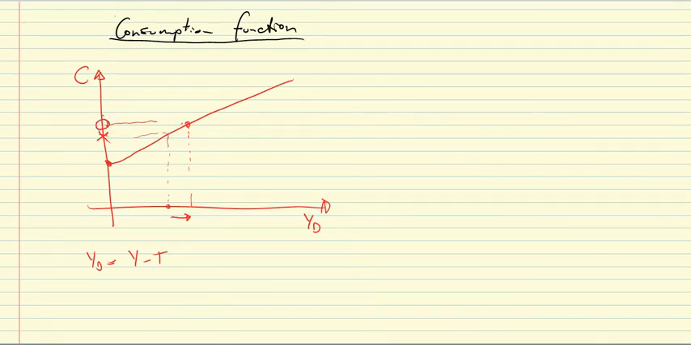So the key insight is that the increase in disposable income is larger than this increase in consumption, but the increase in consumption is positive. So out of any additional dollar in income, households spend a fraction on consumption. What do they do with the rest? They'll save it. So how can we express that algebraically?